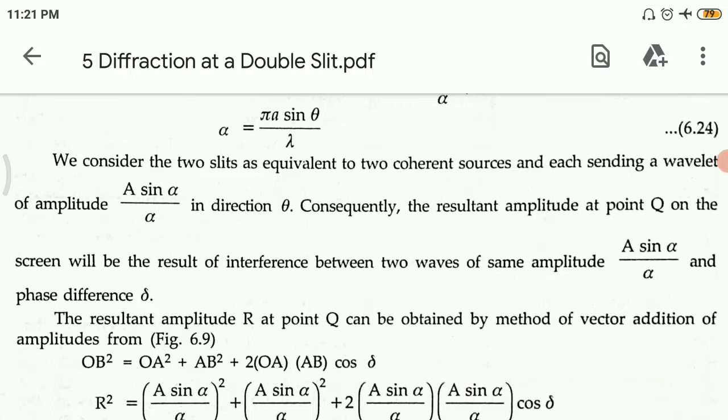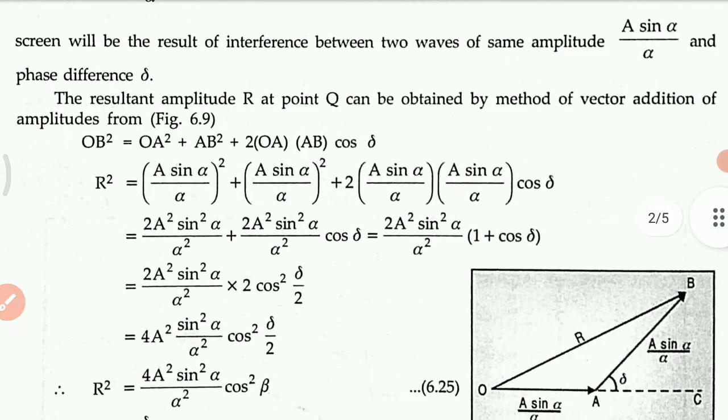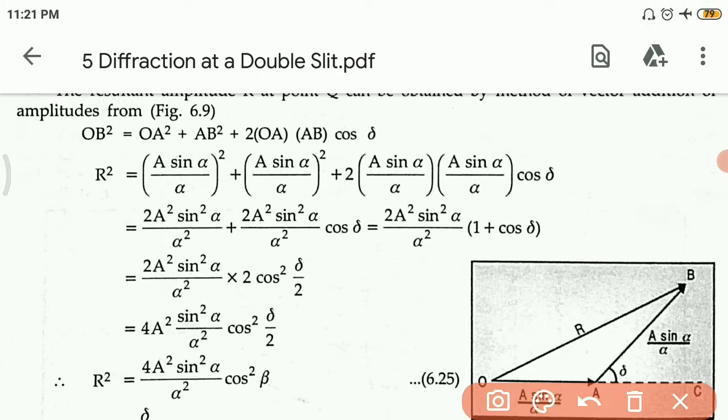Okay, so here in the vector addition method, this is the figure. This will be the figure where this is the amplitude that is R. Okay, this is one amplitude due to a slit that is a sin alpha by alpha and this is the other amplitude. Okay, so as per the law of vector addition, the triangle law of vector addition, OB square equal to OA square plus AB square plus 2 OA into OB cos delta.